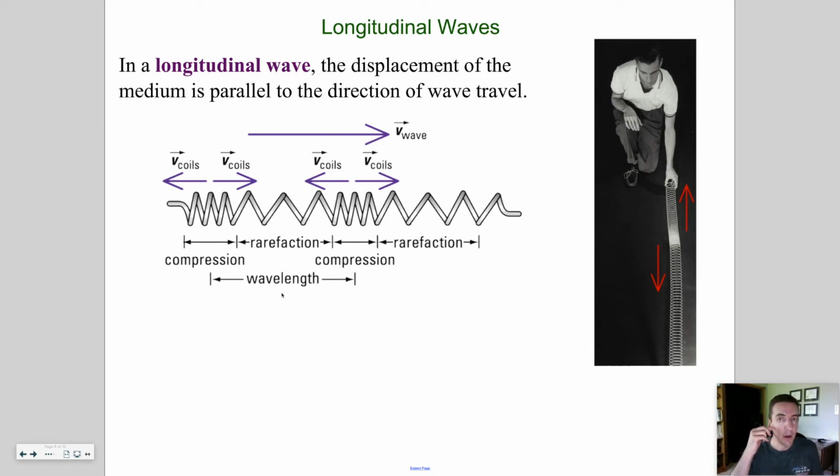And then when you have a rarefaction, it bulges out a little bit, and it pushes in, bulges out, pushes in, bulges out, at the same frequency that the source of the wave is vibrating at, like say a piano string or something like that. So in that way, the vibrations are transmitted through the air and then we detect them with our ears.